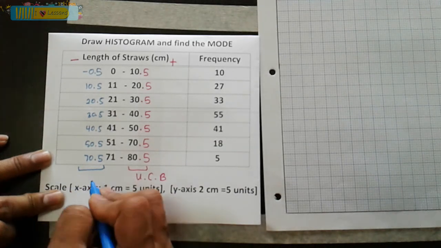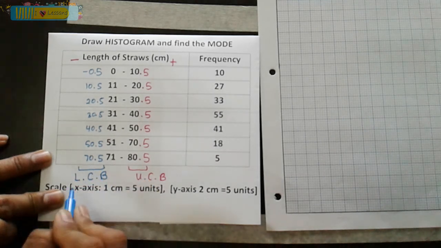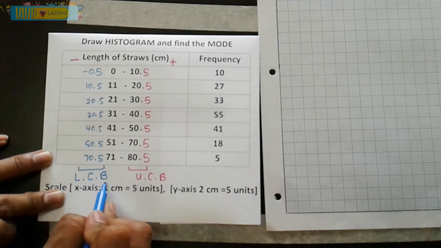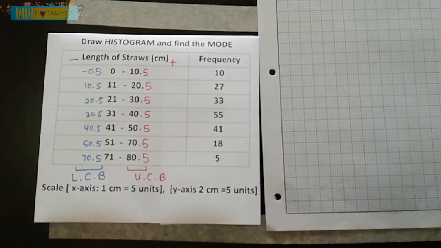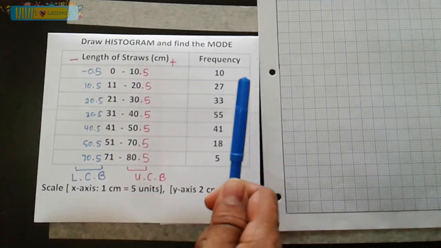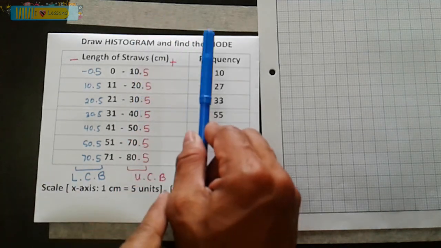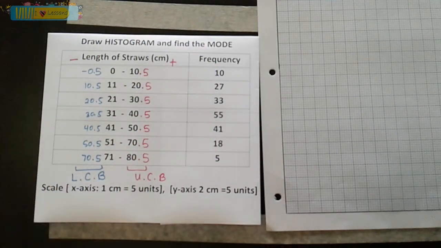What do you think the appropriate name for this would be? It would be the LCB, or lower class boundary. So the first real step in a histogram is to calculate your upper class boundary and your lower class boundary. Remember, this side is the add and the other side is the minus.